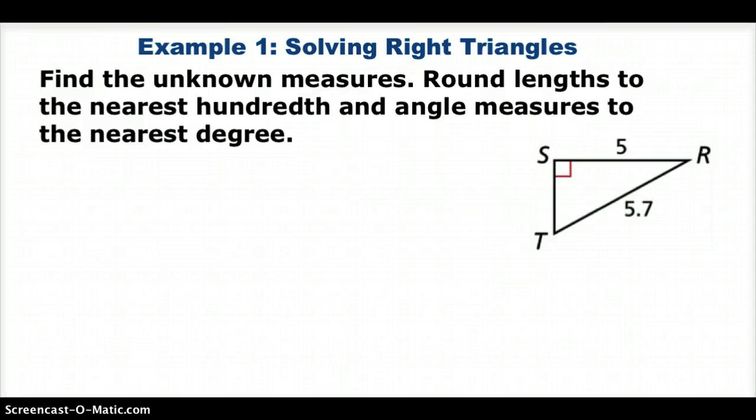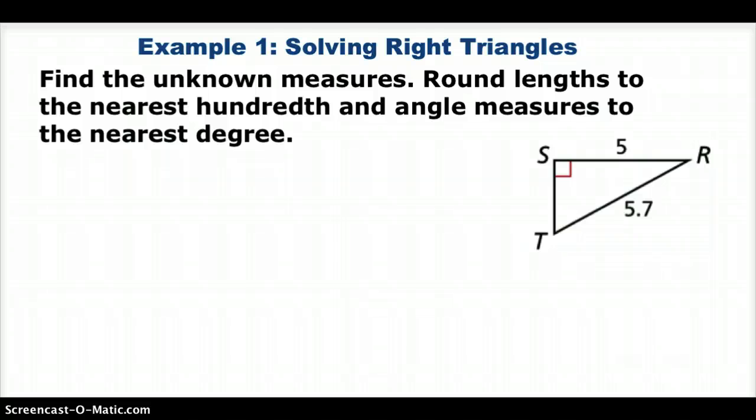Okay, we're going to look at solving right triangles. Now, really, all solving a right triangle is, maybe you're given an angle measurement and a side length, or maybe you're given two side lengths in a right triangle, and you're asked to solve for all the unknowns. That's just known as solving a triangle. So again, we're finding the unknown measures, rounding the lengths to the nearest hundredth and angle measures to the nearest degree. Okay, so let's take a look now.